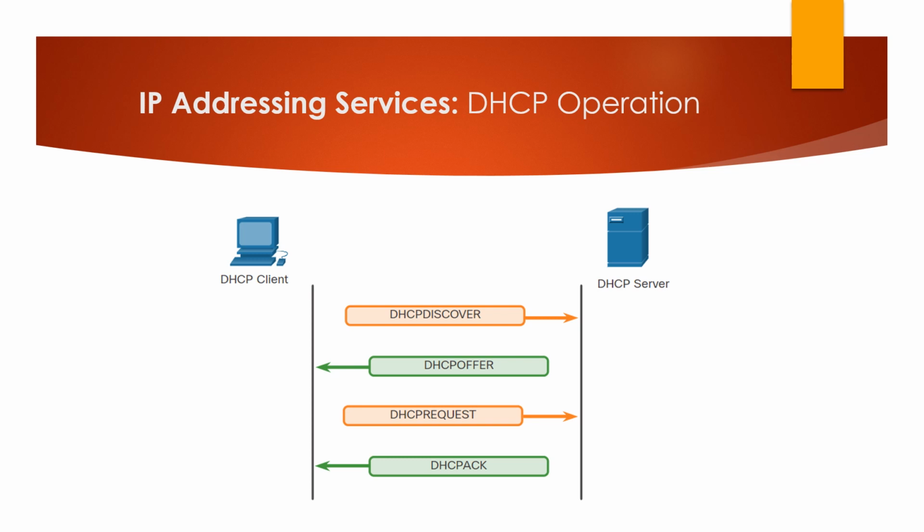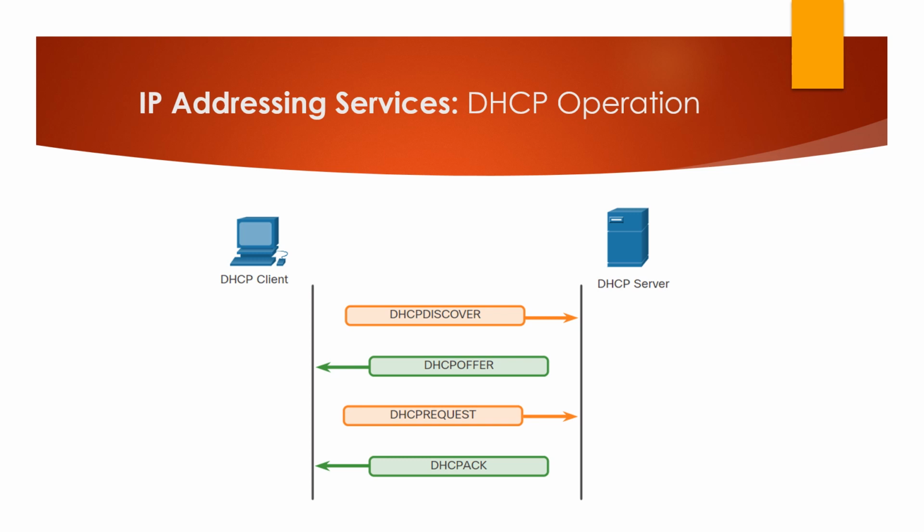And then a DHCP server replies with a DHCP offer message, which offers a lease to the client for the IP address. The offer message contains the IPv4 address and the subnet mask to be assigned, the IPv4 address of the DNS server, and the IPv4 address of the default gateway. The lease offer also includes the duration of the lease.